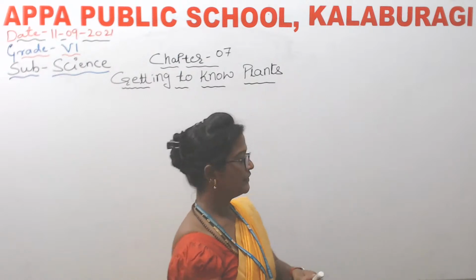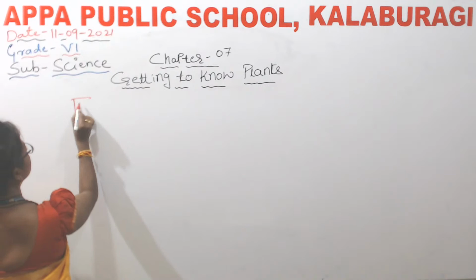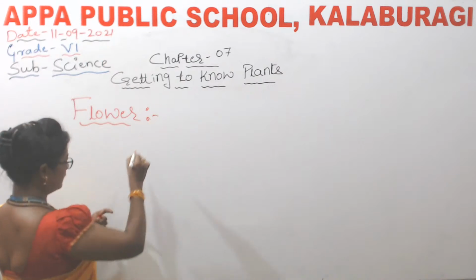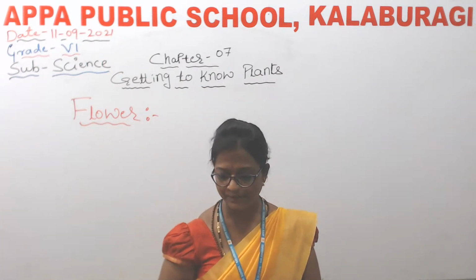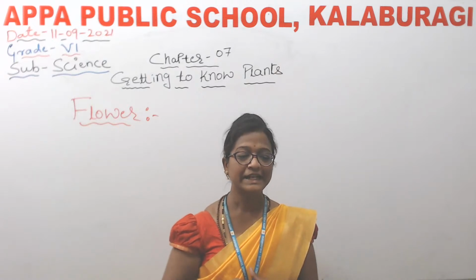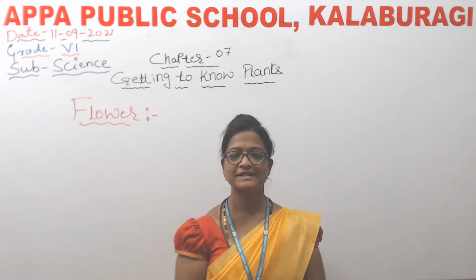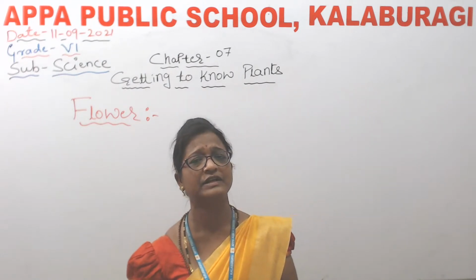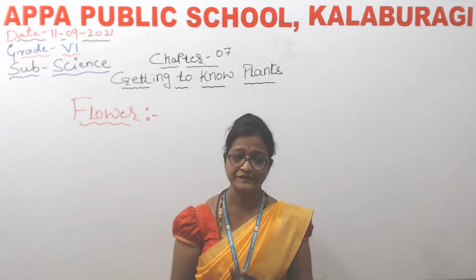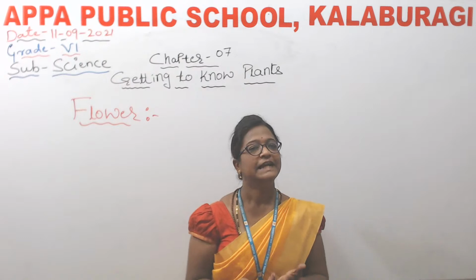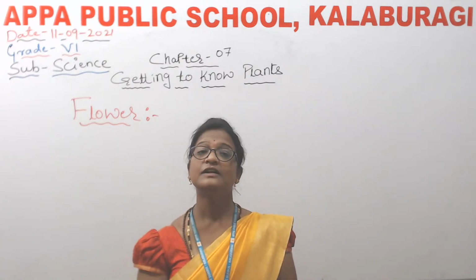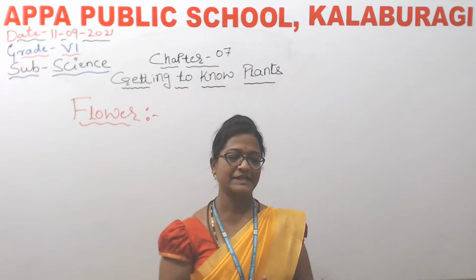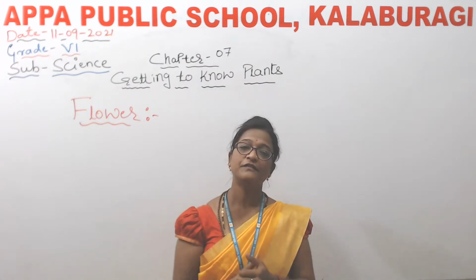So now we will move forward and discuss about which part, children? Flower. Okay. So now we will discuss about flower. Yes, children. Flower is mainly the reproductive part of a plant, isn't it? You might have seen different types of flowers of different colors and even of different patterns. Will all the flowers be of the same color? No, they are of different colors, isn't it? So flower is mainly the reproductive part of a plant.